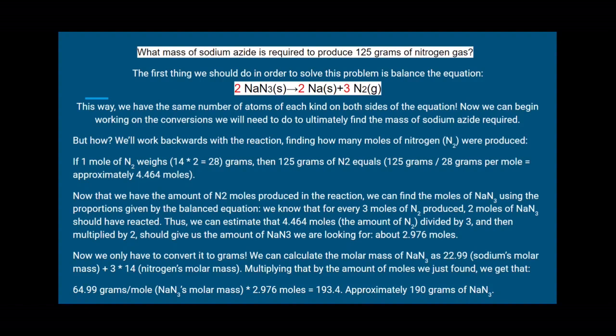We can calculate the molar mass of the acid as 22.99, which is sodium's molar mass, plus 3 times 14, which is nitrogen's molar mass. Multiplying that by the amount of moles we just found, we get that 64.99 grams per mole times 2.976 moles is approximately 190 grams of acid, which is the value we were looking for initially.